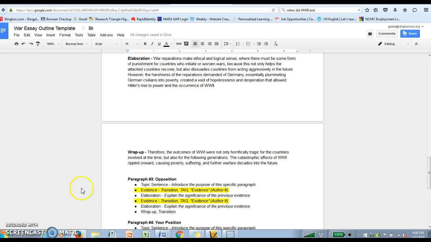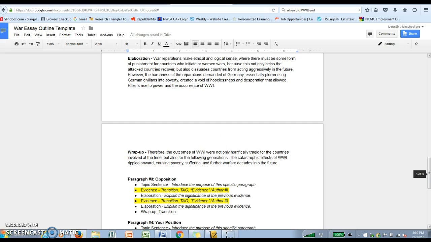Our wrap-up reads, therefore, again, remember to have your transition at the beginning of a wrap-up. You have some kind of transition that indicates that this is the last section of the paragraph. Therefore, the outcomes of World War I were not only horrifically tragic for the countries involved at the time, but also for the following generations. The catastrophic effects of World War I rippled onward, causing poverty, suffering, and further warfare decades into the future.